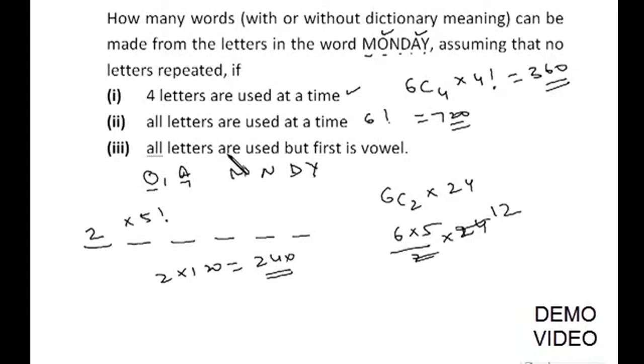So all the letters are used, but the first is a vowel. For the first place we have 2 choices, and we have filled up 1. Now we are left with 5 places and 5 letters. So these can be arranged in 5 factorial ways. So 2 into 120, 240 ways will be there. I'm sure you are clear now.